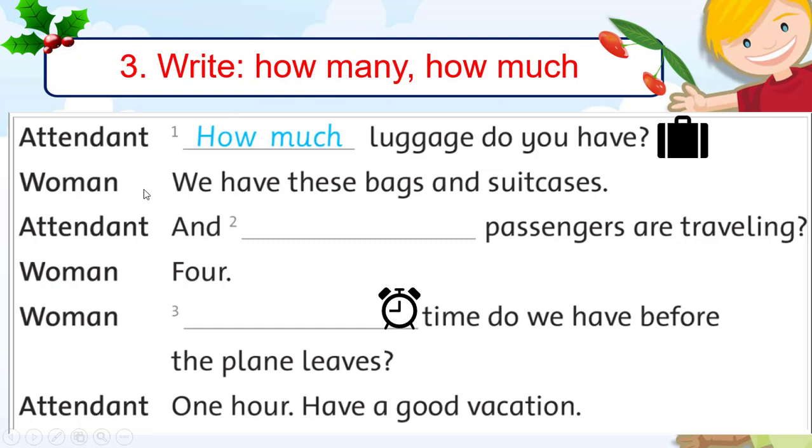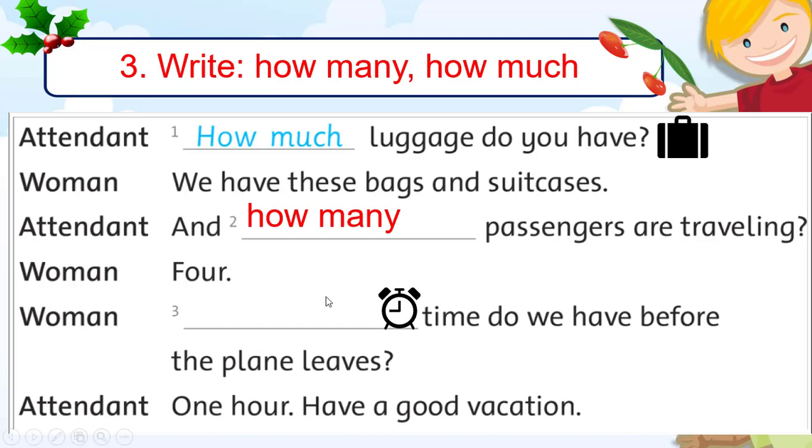Let's look at this one. Luggage is uncountable. So the answer is how much luggage do you have? We have these bags and suitcases. How about number 2? Look at the words passengers. Yes, they are countables, right? So we use how many. How many passengers are traveling?